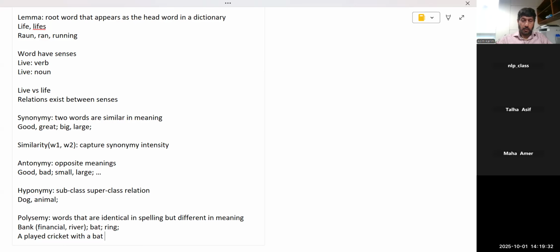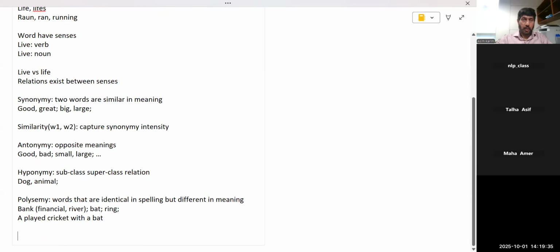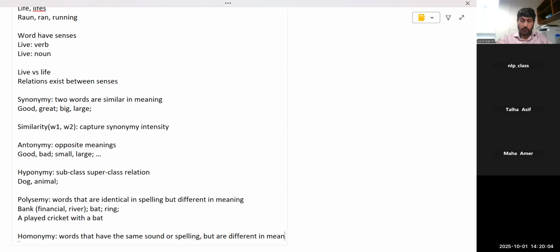So polysemy, hyponymy, there are other relationships as well. Let me just mention one more. Homonymy. Okay? So these are words, actually say subclasses, and words that have the same sound or spelling but are different in meaning.